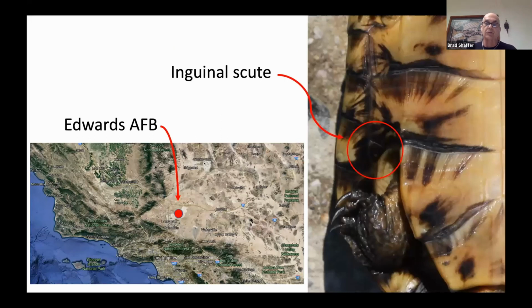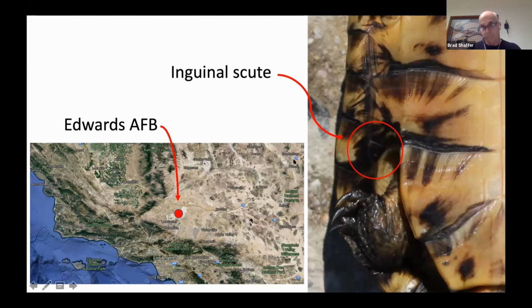Well, here's just one example from a project Peter and I are involved in right now. The map on the left shows Edwards Air Force Base. It's sitting out in the middle of the Mojave Desert. Not great turtle habitat, but there is some wetlands out there. And much to everybody's surprise, some consultants picked up some Western pond turtles from out there.